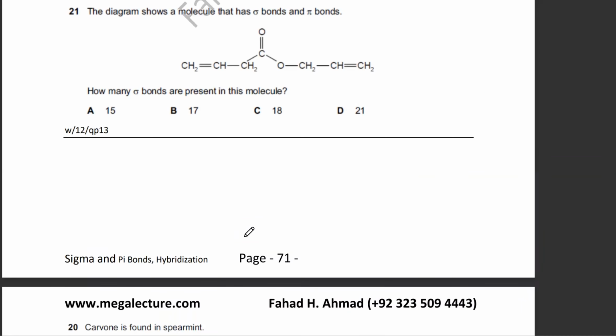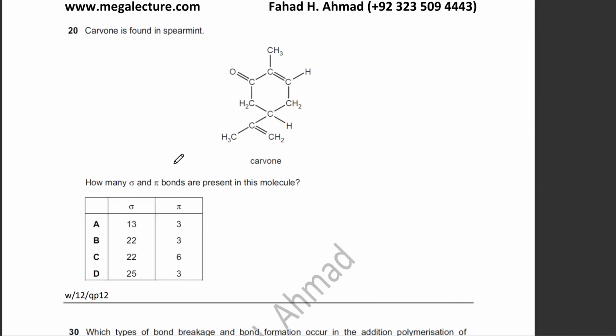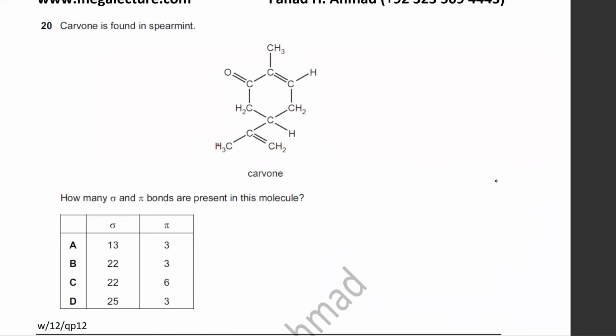So again, this is just a repeat of the same question. We did a similar question. I think the answer was 18, so forget that as well. Over here, I have to count the sigma and pi bonds. So just for clarity, I'm going to draw all the hydrogen atoms. So that's 3 hydrogen atoms, 2 hydrogen atoms, 2 hydrogen atoms over here, 3 hydrogen atoms over here, and there are 2.